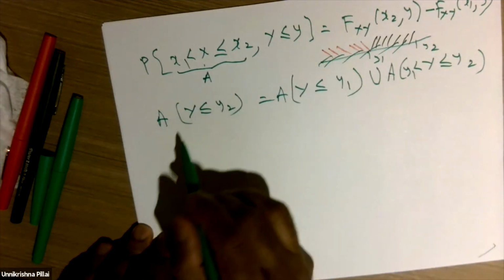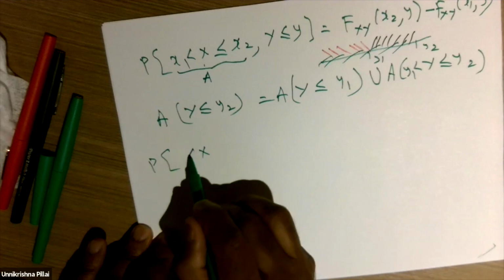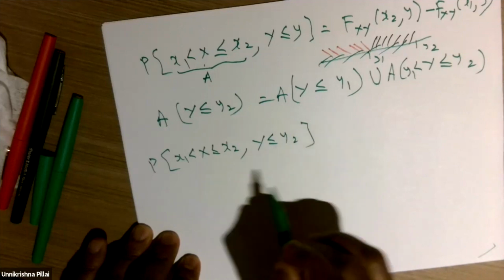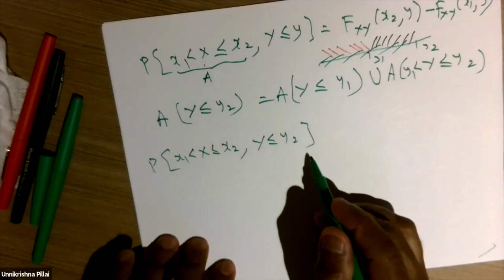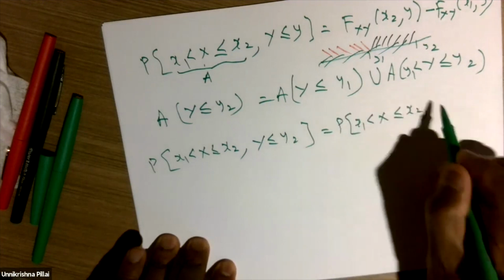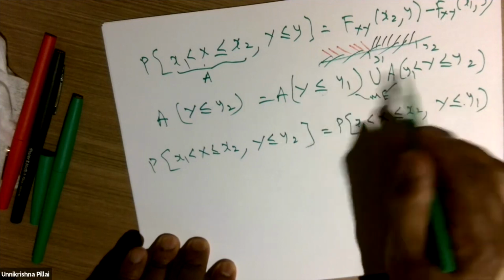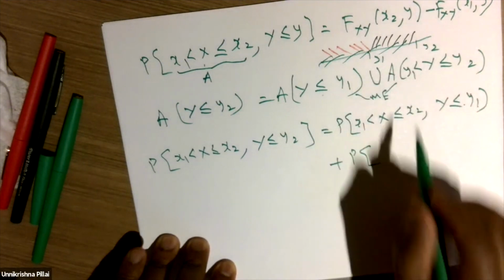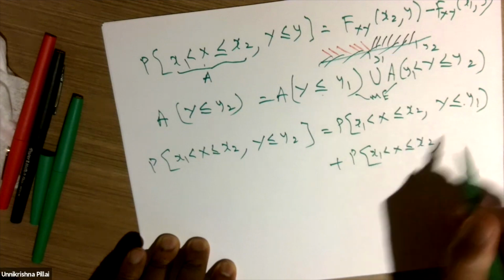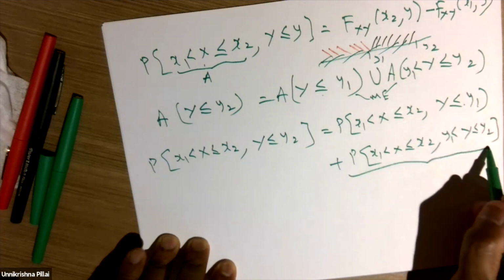Then let me take the probability. I'm going to write it here. Probability of A is what? In A I'm going to substitute x less than x1, and here you have y less than y2. Equal to the probability of x less than x1, x less than x2, y less than y1. So this is mutually exclusive, so the probability of the union is the sum of the probabilities plus AB. A is x being between x1 and x2 and y between y1 and y2. So this is the term we are interested in.